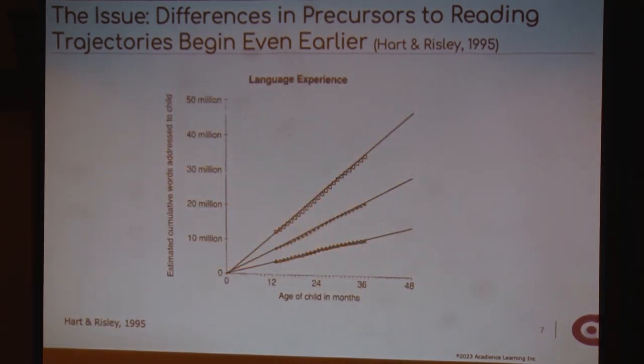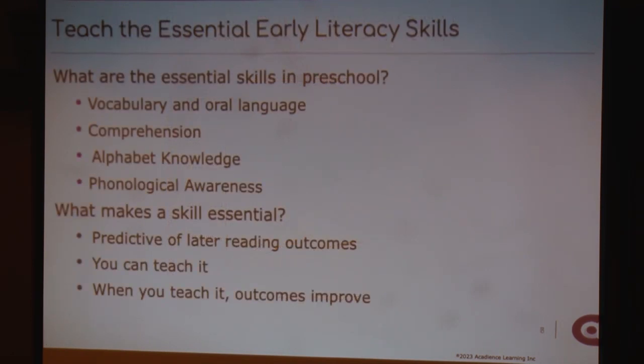Here is the sort of Hart and Risley slide showing those differences to precursors in reading trajectories beginning that young. As kids are listening to words spoken to them and then starting to learn to speak words, there are differences in trajectories in different groups of children depending upon the language experiences they have in the home. So I won't spend a lot of time talking about that.